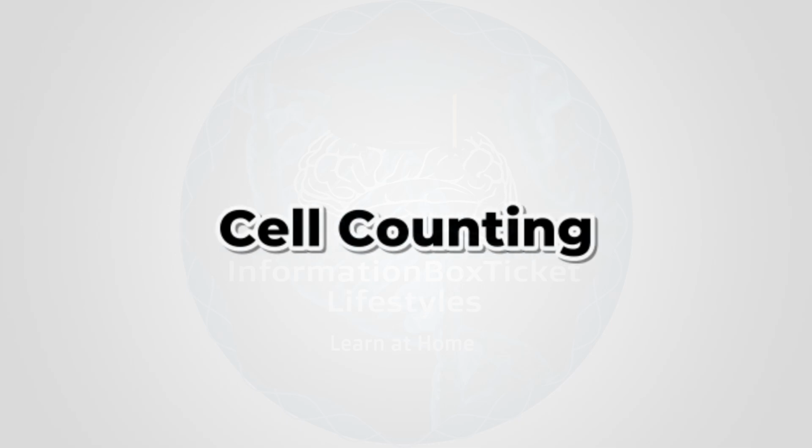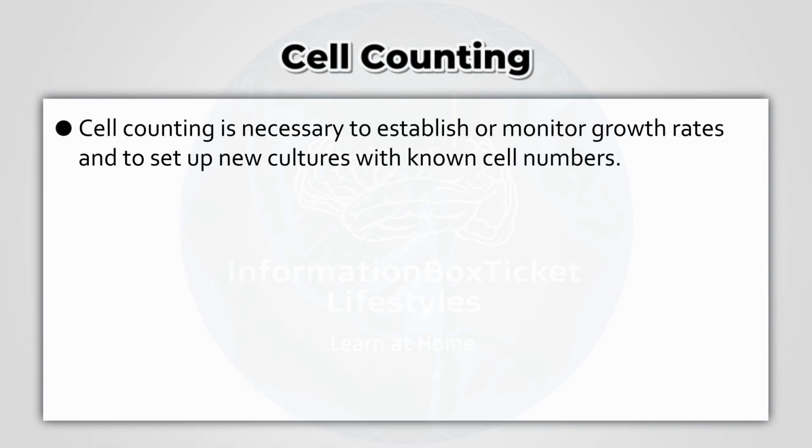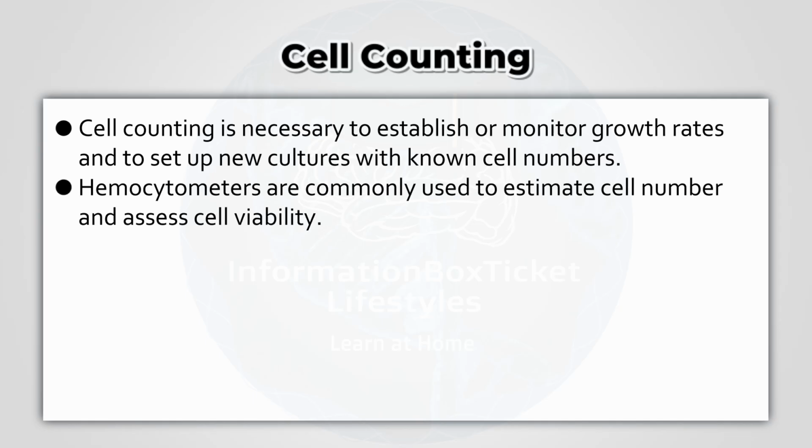Cell counting. Cell counting is necessary to establish or monitor growth rates and to set up new cultures with known cell numbers. Hemocytometers are commonly used to estimate cell number and assess cell viability.